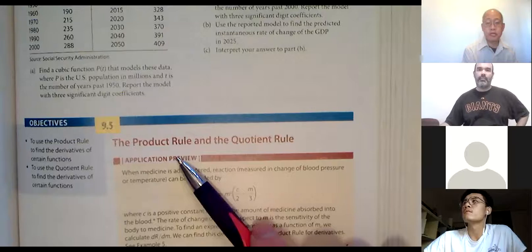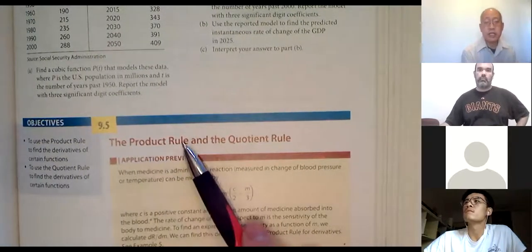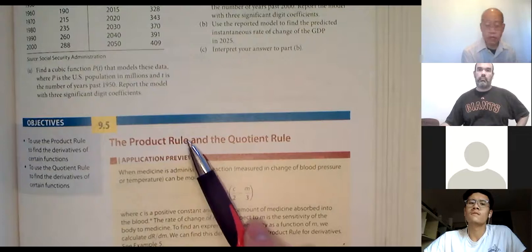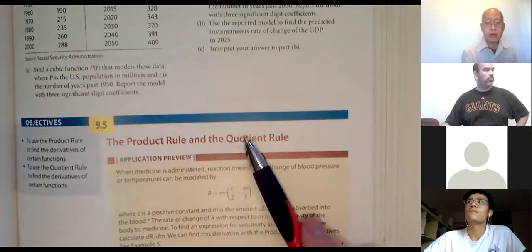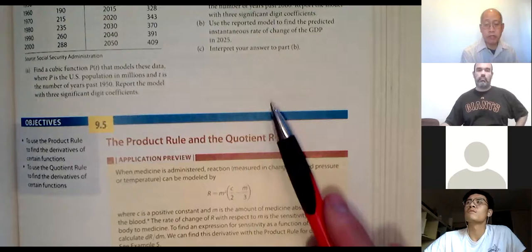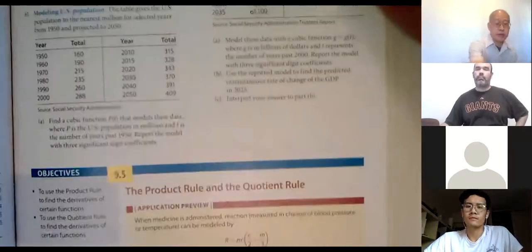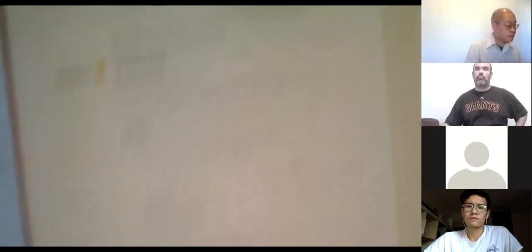In other words, if I have something times something, can I just take the derivative of the first times the derivative of the second? The answer is no, it doesn't work that way. Likewise, for a quotient, if I have something divided by something, can I just take the derivative of the top divided by the derivative of the bottom? No, it doesn't work that way.